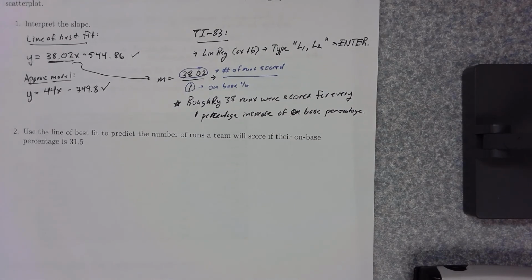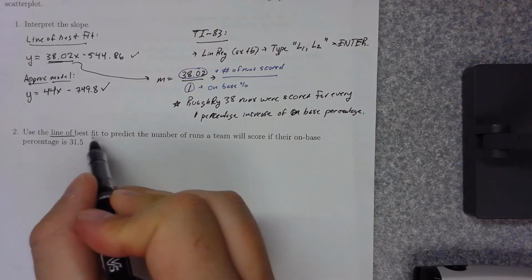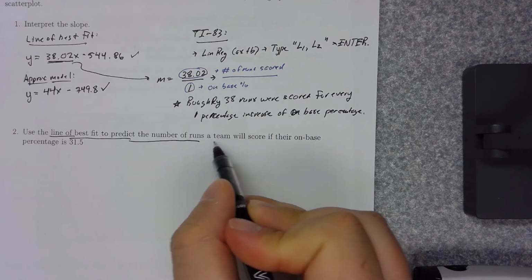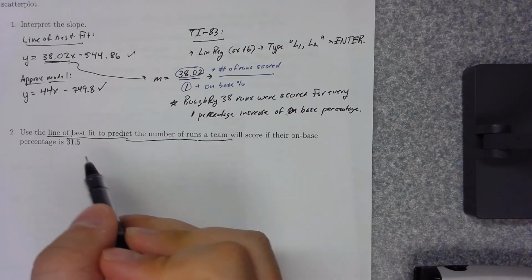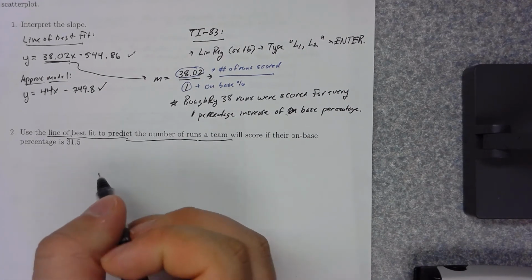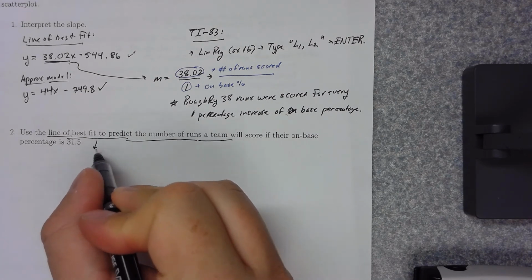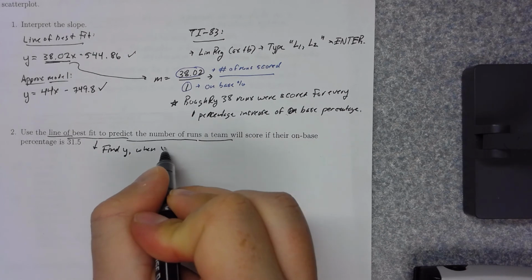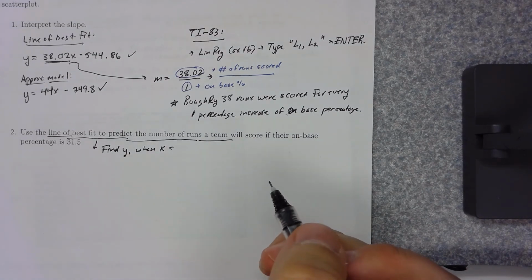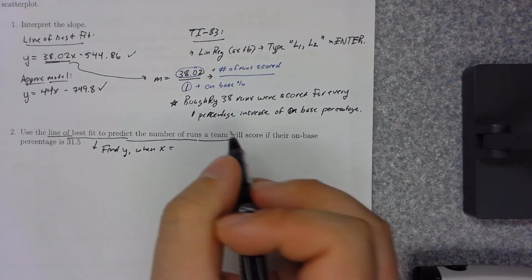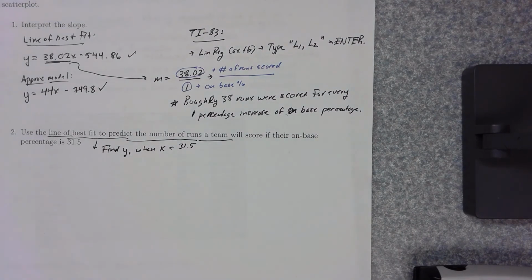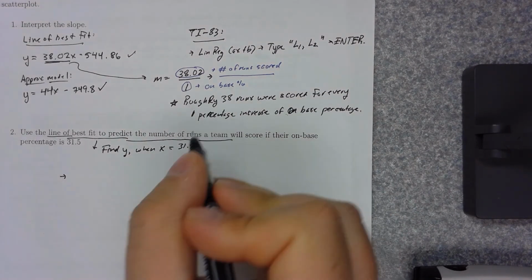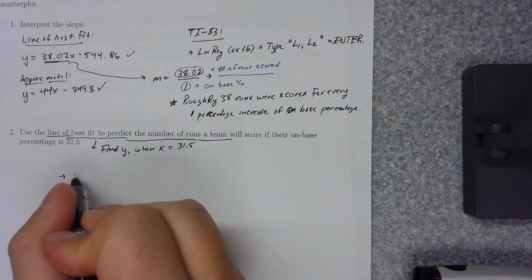And if I want to use the line of best fit to predict the number of runs a team will score if their on-base percentage is 31.5, then I want to find y when x is 31.5. So plug that into my linear model of best fit.